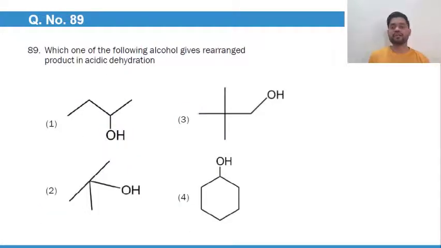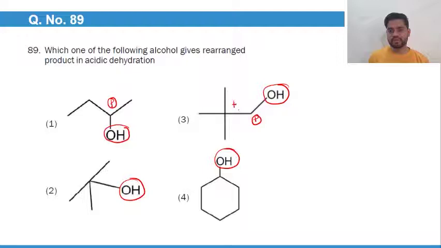89. Which of the following alcohols gives a rearranged product in acidic dehydration? Rearranged. So what we'll do is remove OH from every place and form a carbocation. Here it's not a carbocation, here it will be a carbocation. If you see, this cannot rearrange, because if it rearranges towards the right hand side, a 1 degree carbocation is not possible. And if you rearrange on the left hand side, a 2 degree carbocation with the same number of alpha hydrogens is not possible.